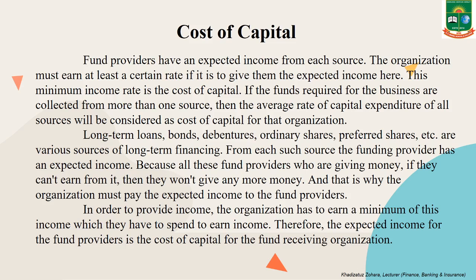Long-term loans, bonds, debentures, ordinary shares, preferred shares, etc. are various sources of long-term financing. From each such source, the funding provider has an expected income. They want some rate of income against giving the loan, because if these fund providers cannot earn from it, they won't give any more money, and that's why the organization must pay the expected income of the fund providers. In order to provide income, the organization at first has to earn a minimum of this income. Therefore, the expected income of the fund providers is the cost of capital for the fund-receiving organization.